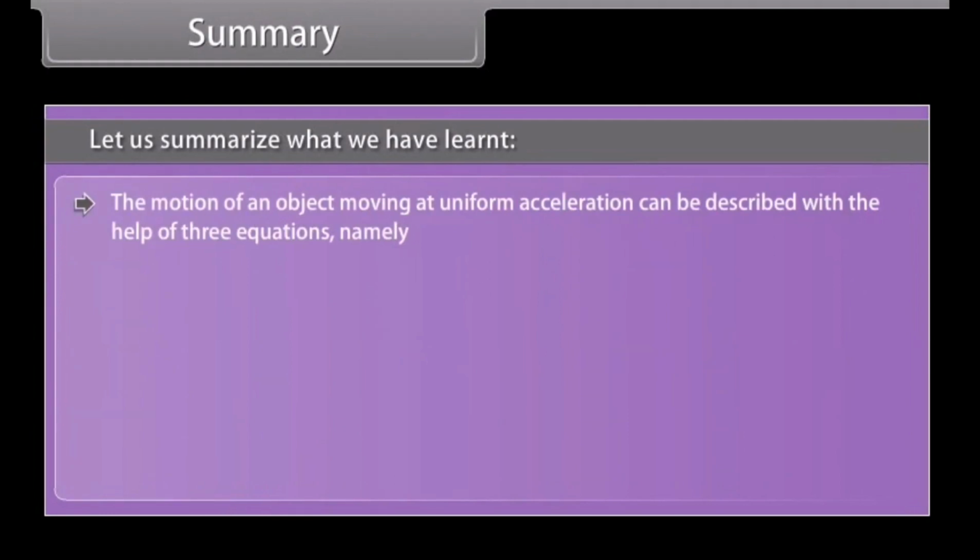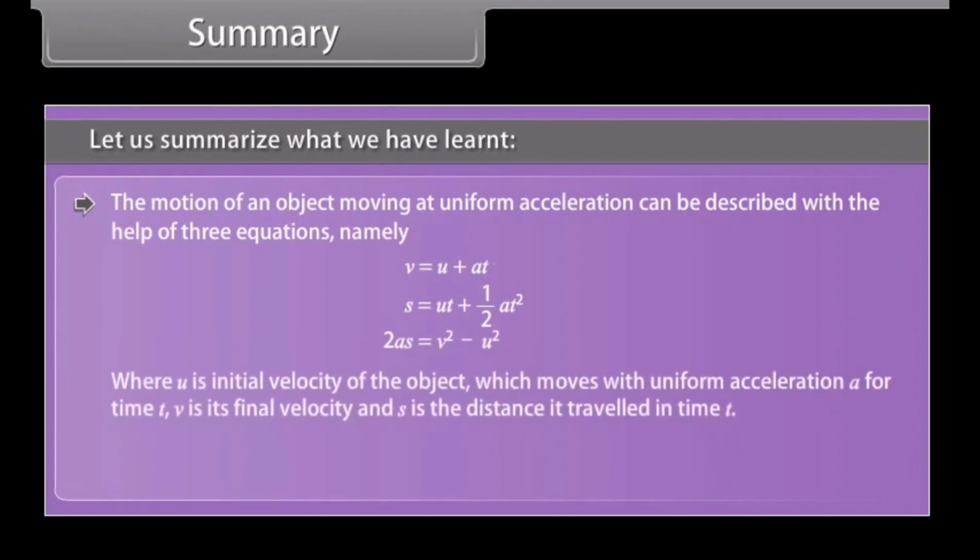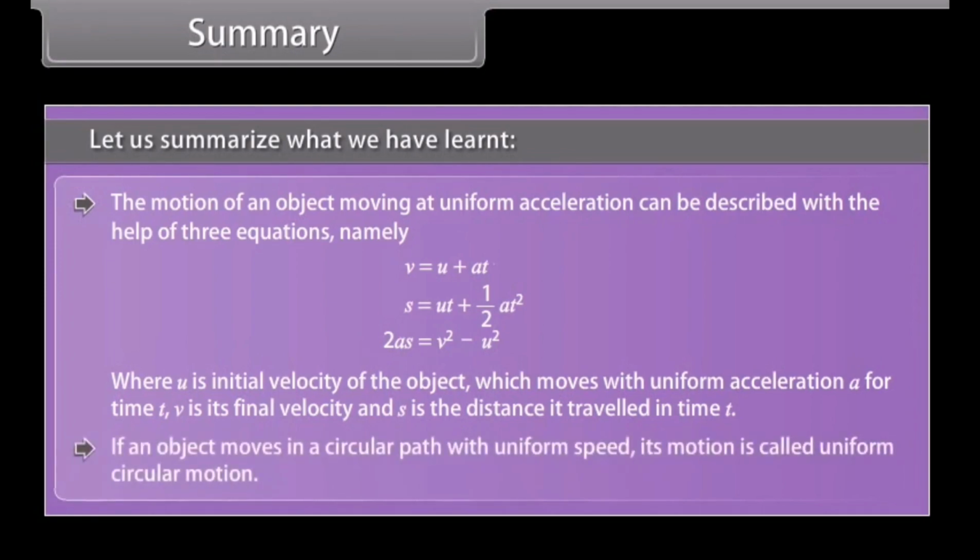The motion of an object moving at uniform acceleration can be described with the help of three equations, namely v = u + at, s = ut + 1/2 at², 2as = v² − u², where u is the initial velocity of the object which moves with uniform acceleration a for time t, v is its final velocity, and s is the distance it traveled in time t. If an object moves in a circular path with uniform speed, its motion is called uniform circular motion.